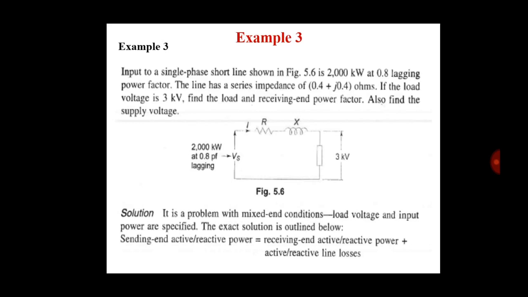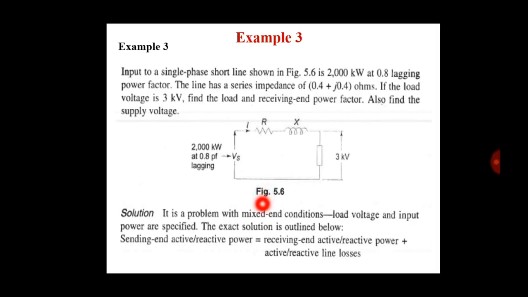Now example number 3. Input to a single phase short line shown in figure is 2000 kilowatt at 0.8 lagging power factor. The line has a series impedance of 0.4 plus j0.4 ohm. If the load voltage is 3 kilovolt, find the load and receiving end power factor. Also find the supply voltage. Here is the Vs, here is the Rx, and here is the load. Now it is a problem with mixed end condition. Load voltage and input power are specified. The exact solution is outlined below.